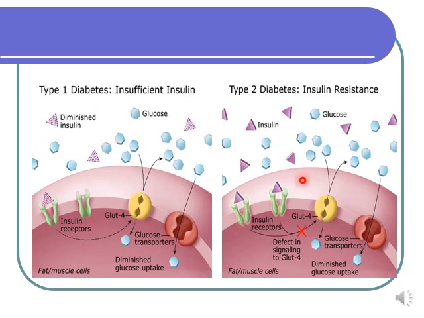If you see the same thing here, there is insulin resistance. You can see so much insulin sitting on the insulin receptor, but there is a defect in the signaling to the GLUT4 receptor. So there is a diminished or decreased glucose uptake in the fat and the muscle cells.